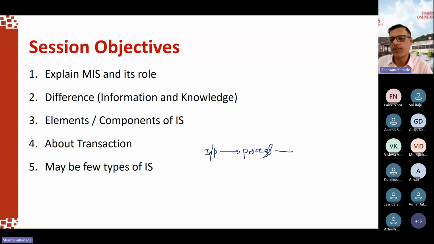And after processing, it will give you some output. Okay. So if you take any example of any system, that system accepts some input, it processes that input and it provides some output. Okay. Can anybody give me an example? We'll discuss that example, how this system works.